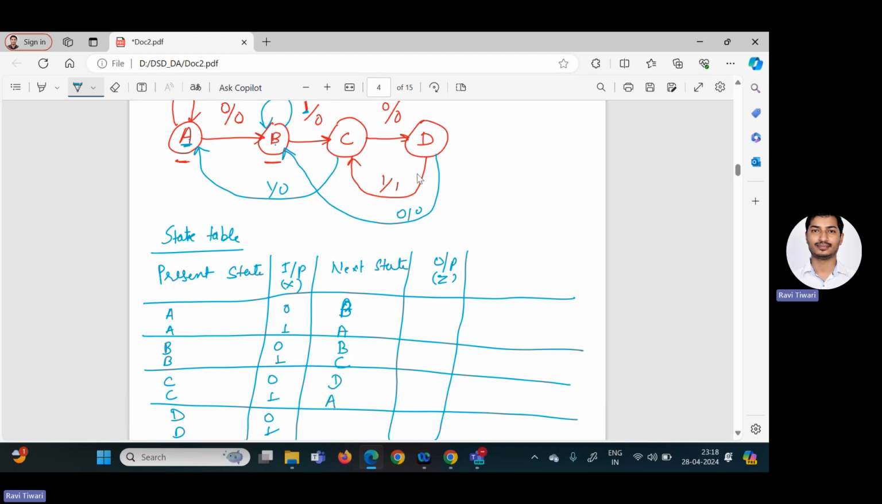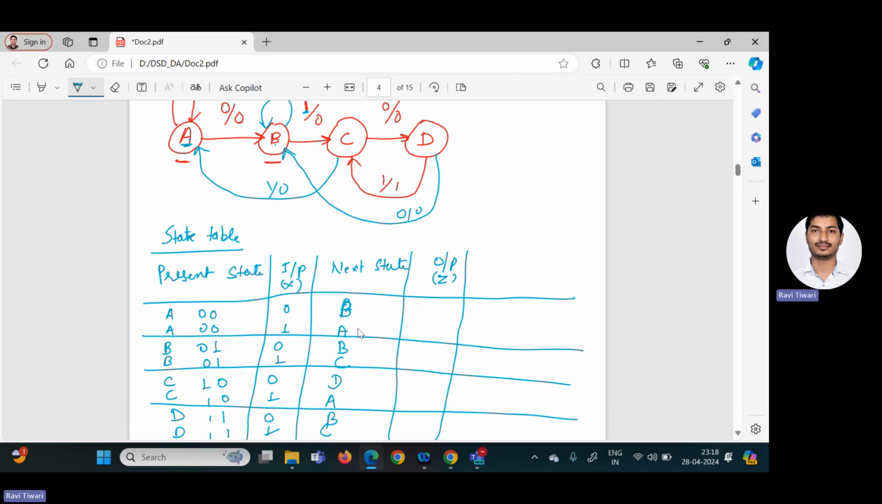If you're in state D and you are getting 1, D to 1 is C, and D to 0 is B. So now we have already received the present and next state. But as you know, in digital system design or machines, we cannot represent any alphabets. It should be in binary form. That's why we are considering the binary of A as 0, 0. Why are we considering 2 bits? Because we have 4 states. And by using 2 bits, we can represent 4 states. A will be represented by 0, 0, B by 0, 1, C by 1, 0, and D by 1, 1.